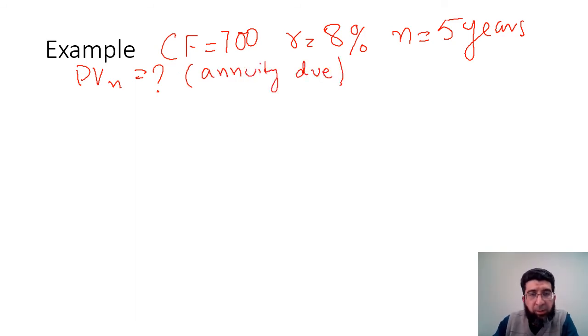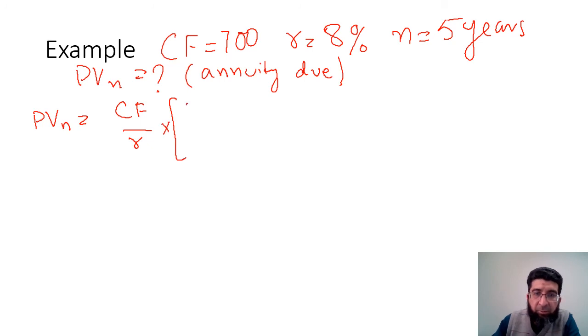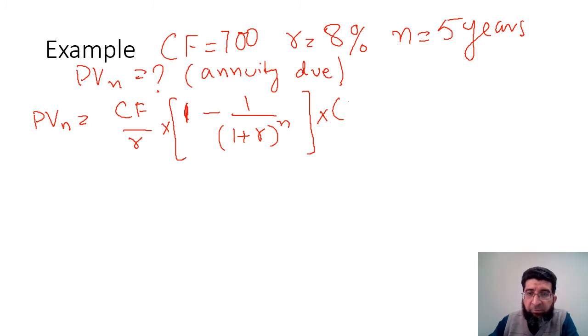In this, we are going to use the earlier formula for present value of annuity, which is present value of annuity equals cash flow over R, and then we have 1 minus 1 over (1 plus R) to the n, and then since it's a due, we are going to multiply by the interest rate factor, one more interest rate factor.